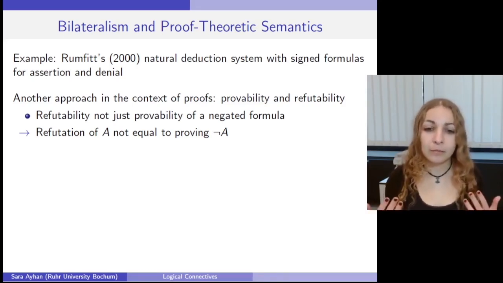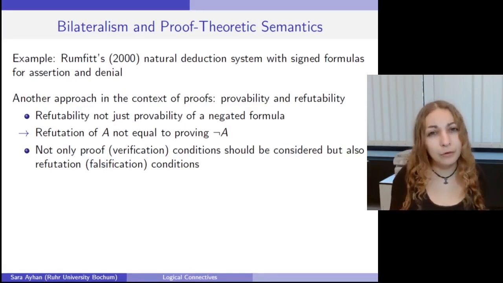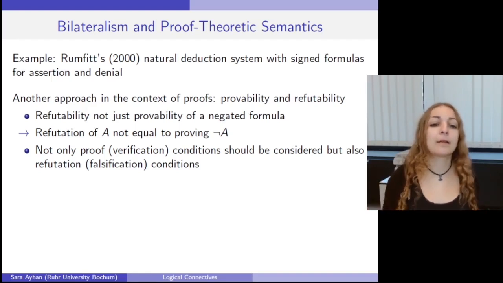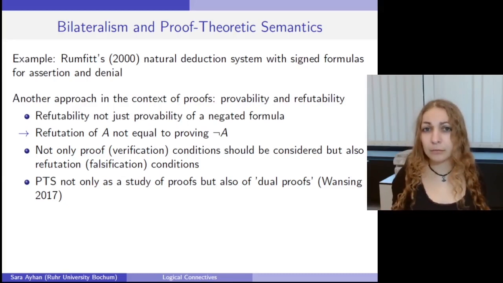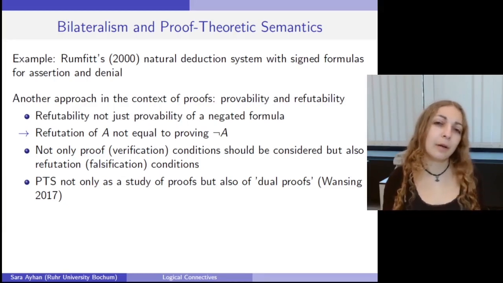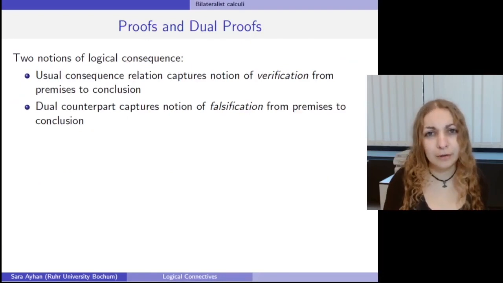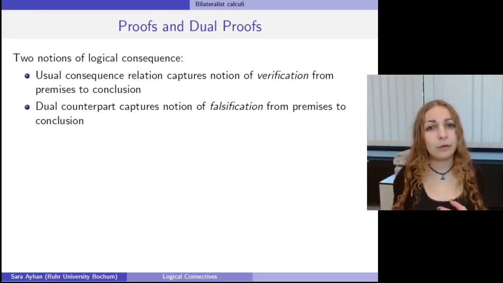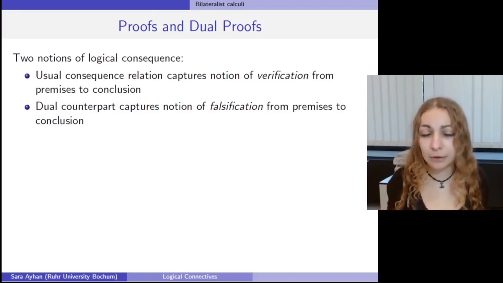And in this direction, then we could say that we should not only consider the proof conditions of our connectives, but also the refutation conditions. And with this, we can say that proof-theoretic semantics should also consider more than just proofs, but something like dual proofs. What are dual proofs? This would be a notion arising from two notions of logical consequence then. We can take our usual consequence relation, capturing the notion of verification from premises to conclusion, and also then a dual counterpart, capturing the notion of falsification from premises to conclusion, which would make up dual proofs then.